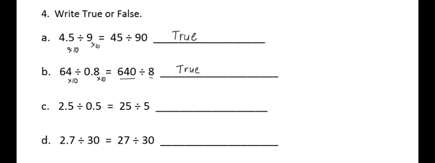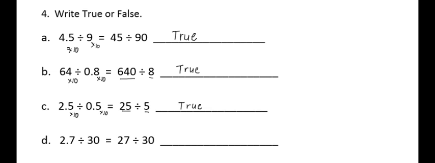In the next question, I have 2 and 5/10 divided by 5/10 is equal to 25 divided by 5. If I take 2 and 5/10 times 10, I get 25. If I take 5/10 times 10, I get 5. Again, I did the same thing to both numbers. That keeps the equation true.